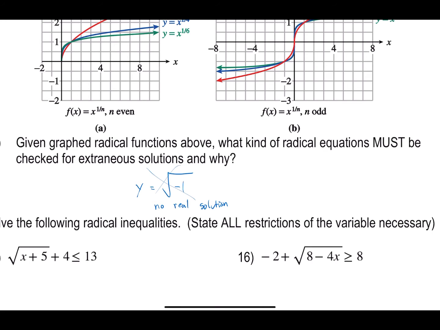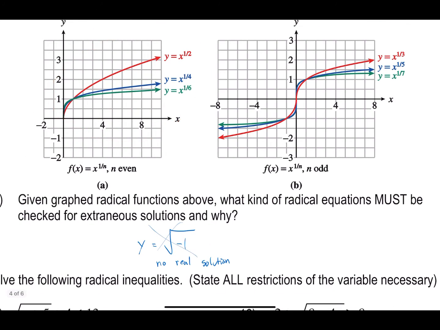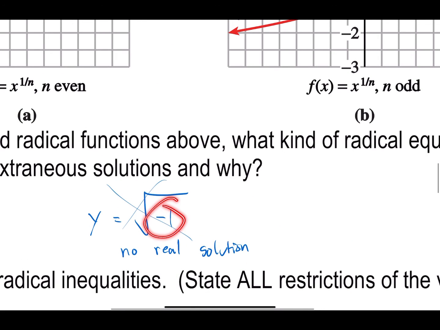So what kind of radical functions must be checked for extraneous solutions? If you notice the pattern, all the even ones. All the odd ones, A-okay. But all the even roots do not exist for negative values, because of this reason. The fact that we can't plug in -1 underneath this square root is the same deal for the 4th root, the 6th root, the 8th root: can't plug in -1, any negative value.